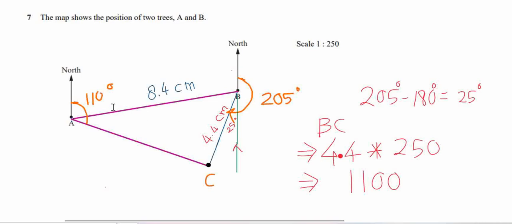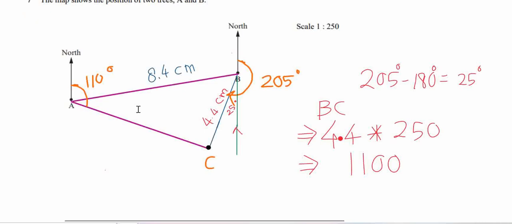Now when we measure the distance from A to B it is 8.4 cm, and when we measure the distance from B to C it is 4.4 cm. Now it says 1 is to 250, the scale, so 4.4 times 250 will be 1100 centimeter, and that will be converted to 11 meter. That will be the answer.